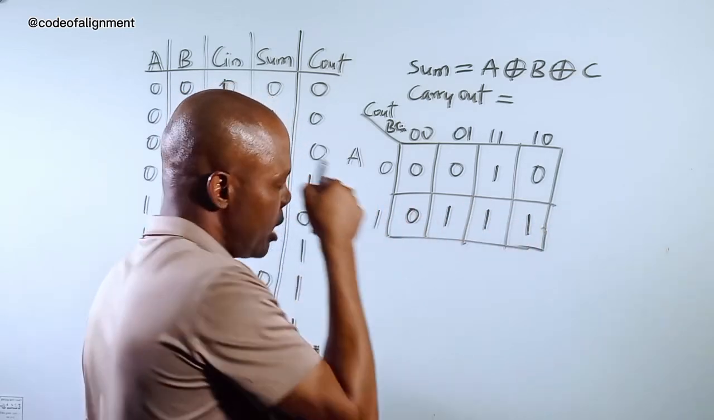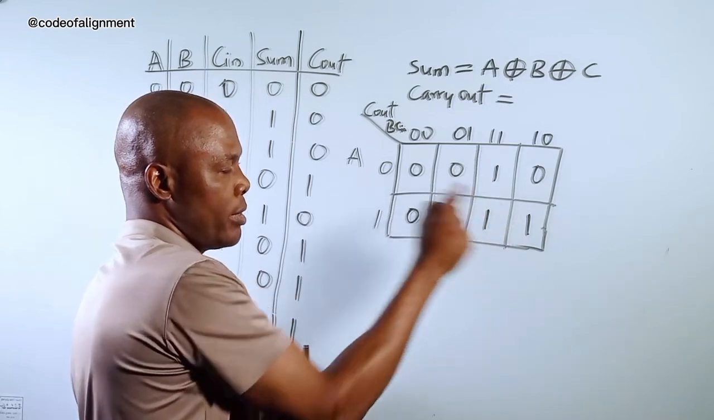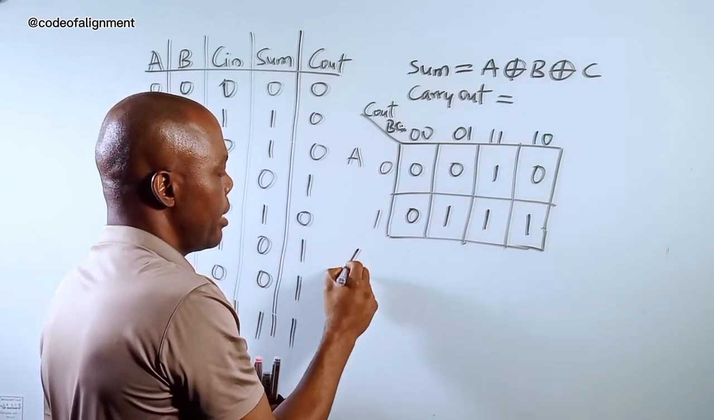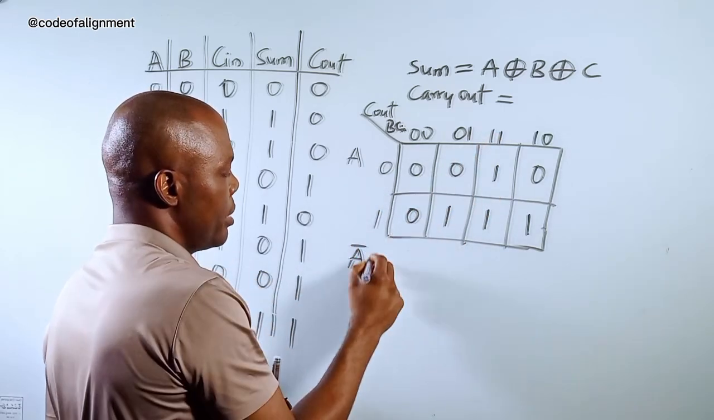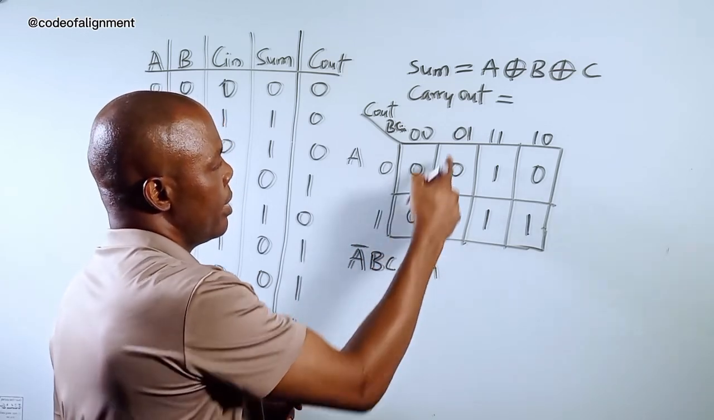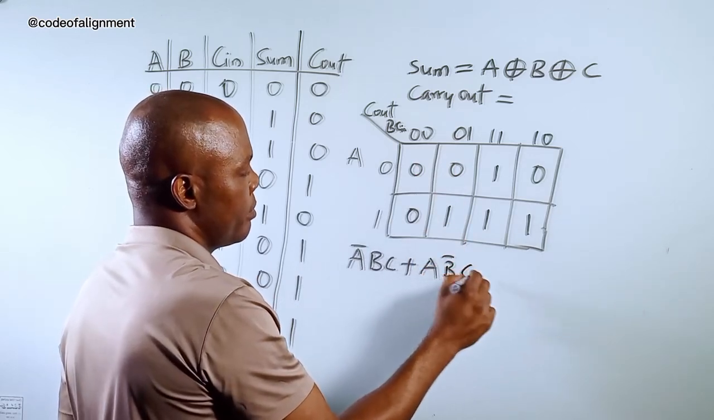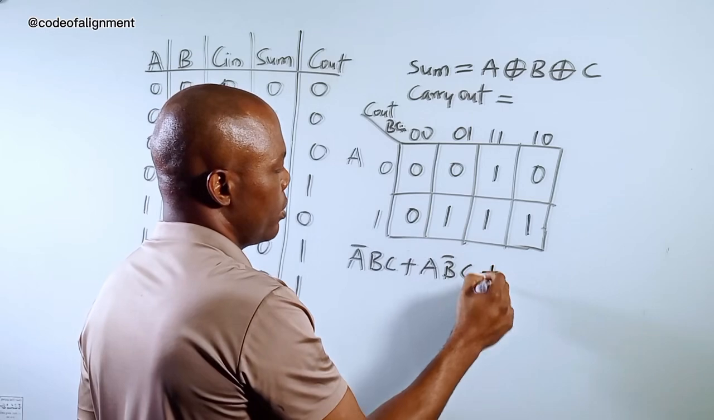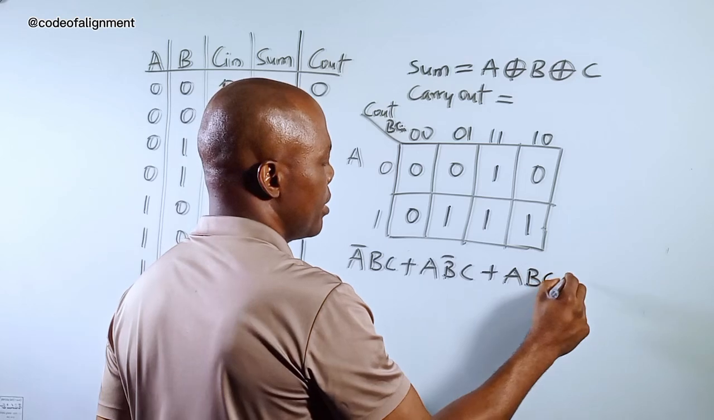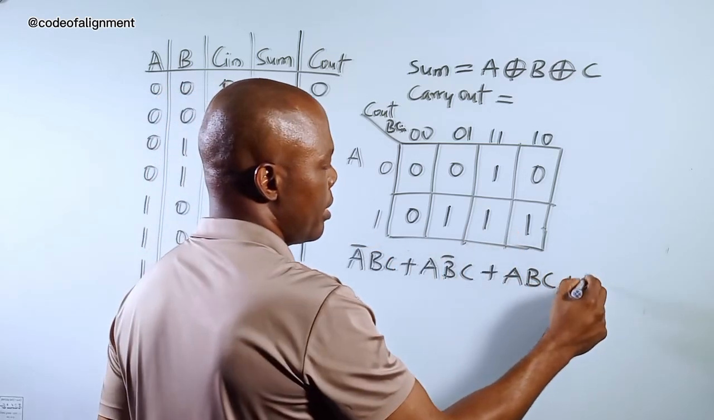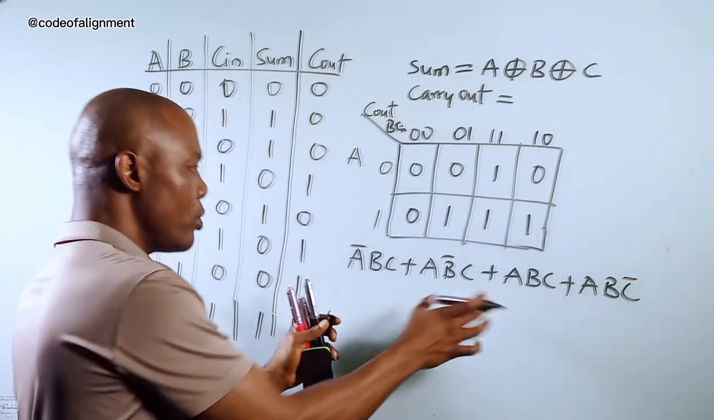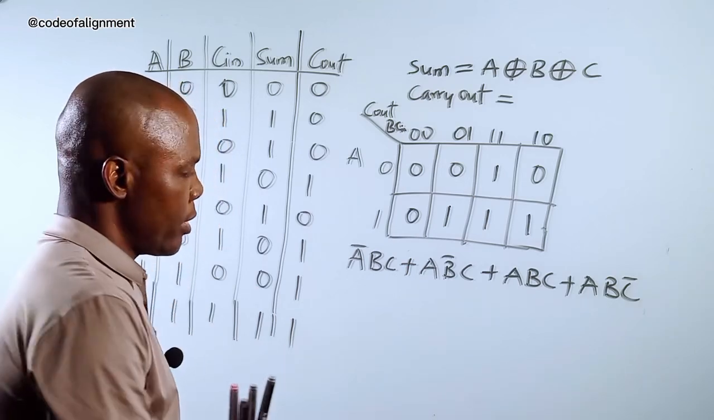And this, and then this. But this time around, I'm going to take them one individually. So for this, that is A prime, B, C, plus this one. This is A, B prime, C, right? Plus this one. This is A, B, C, plus this one. A is A, B, C what? Prime. So that is what we've derived from this Karnaugh map, the equation.